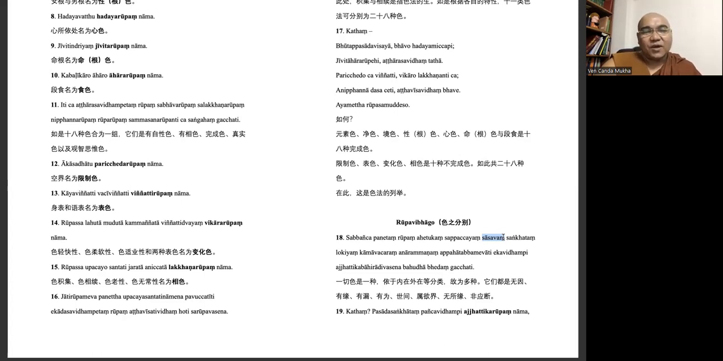So here the point I'm explaining is sasava rupas. Materialities are objects that can be taken as an object, or the karma, or the lobha, ditthi, and avijja: craving, wrong view, and more.